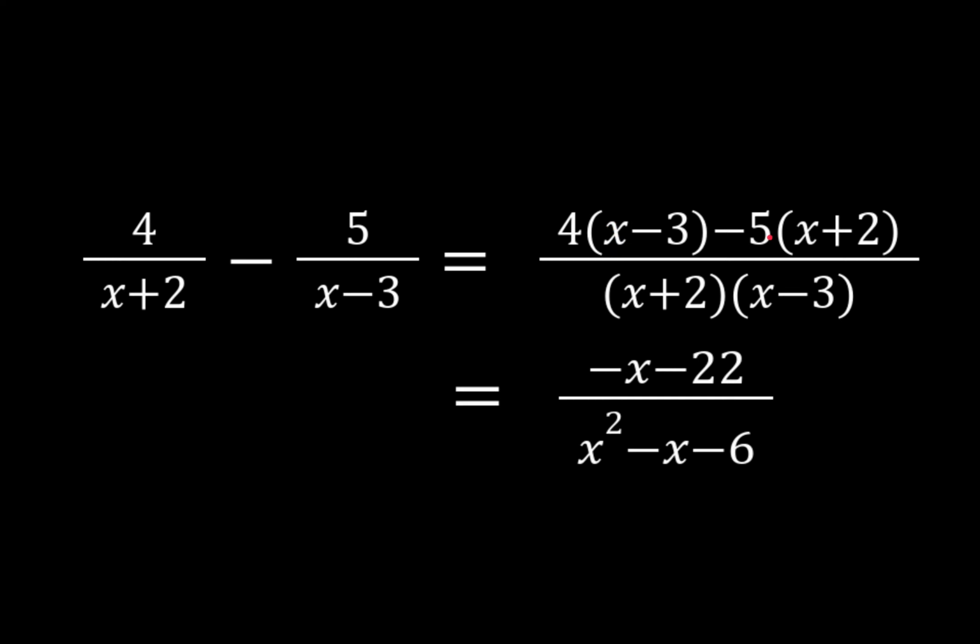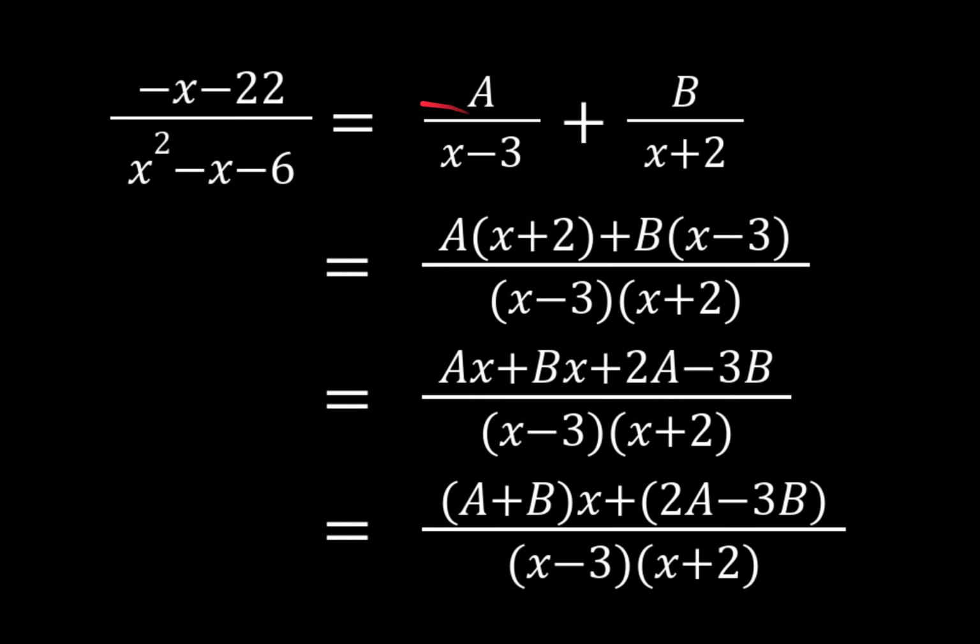Distribute. 4 minus 5 is -1, -1x. -12 minus 10 is -22. That's why we get this result, -x minus 22 divided by x squared minus x minus 6. So now we're going to approach the opposite way, and we're going to use this to know if we got our answer correctly.